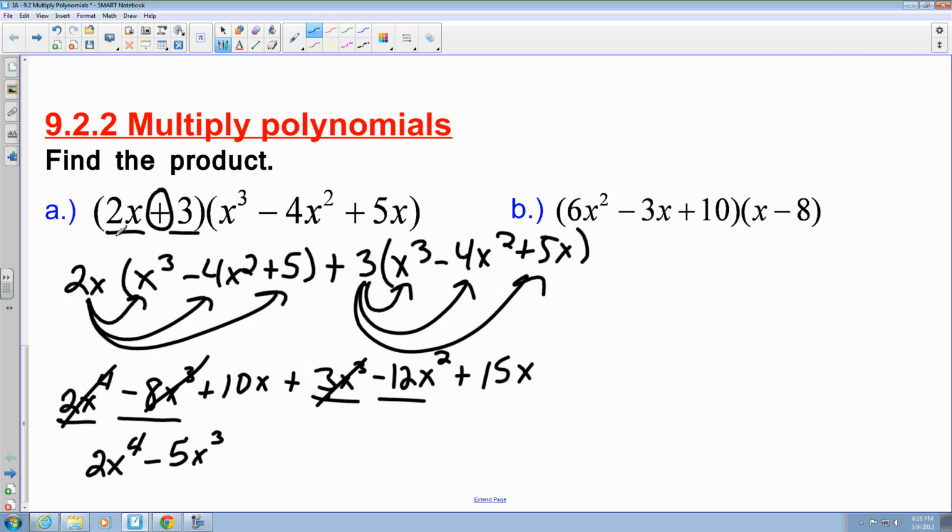I got an x squared here. Do I have an x squared somewhere else? No, I don't. So since I don't have that, I can rewrite this as negative 12x squared. And then cross that out. And then I'm left with 10x plus 15x. So add those together, I will get plus 25x. And so that's your answer.